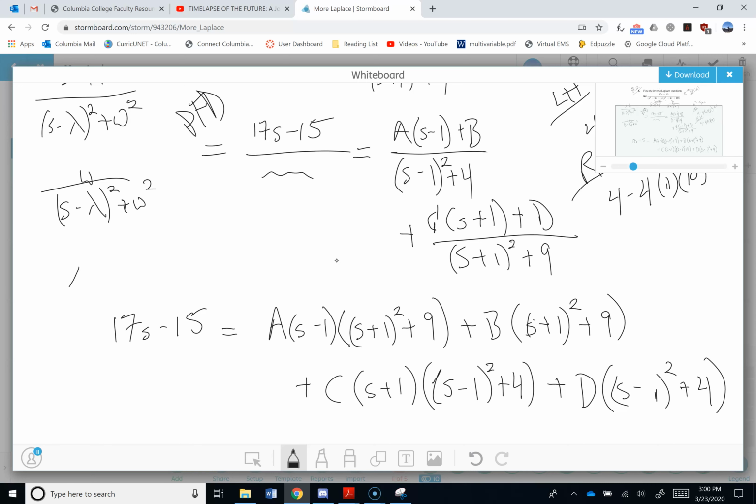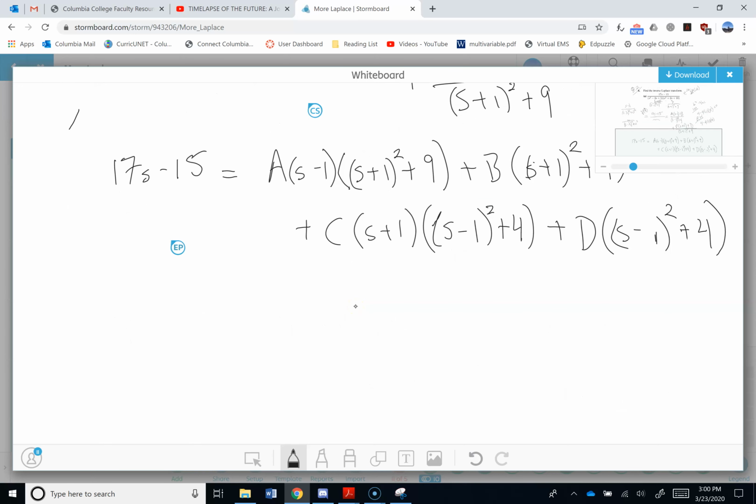Okay, so you have some options now. You can either multiply all this out, which is a terrible idea, or you can use the Heaviside Method idea. So in order to use the Heaviside Method idea, I'm going to set s equal to 1, right?